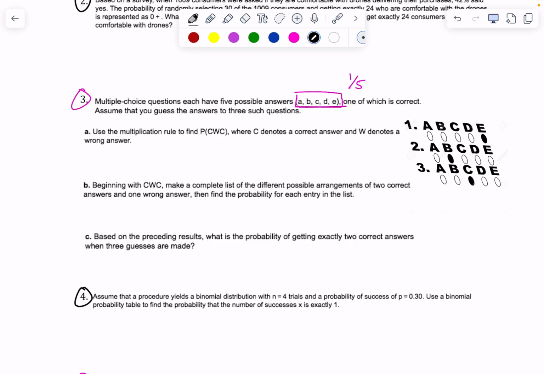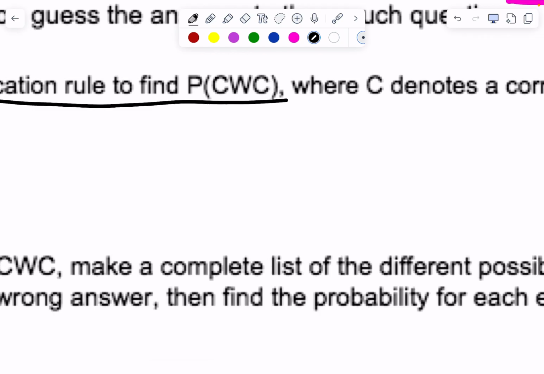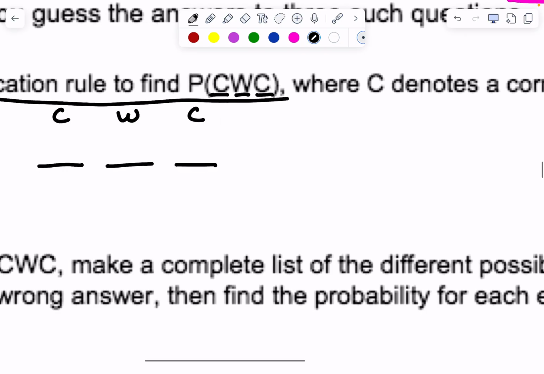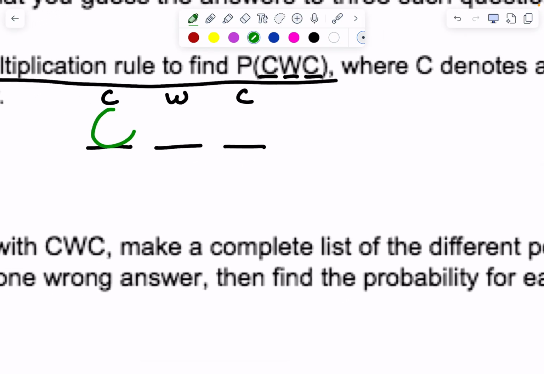All right, use the multiplication rule to find the probability of correct, wrong, correct. So I have 3 multiple choice questions. What's the chance that I get this one correct, this one wrong, and this one correct? The chance that the first one is correct is 1/5. The chance that the second one is wrong is 4/5. The chance that the third one is correct is 1/5. If I multiply those tops together, 1 times 4 times 1 is 4, over 5 times 5 times 5.